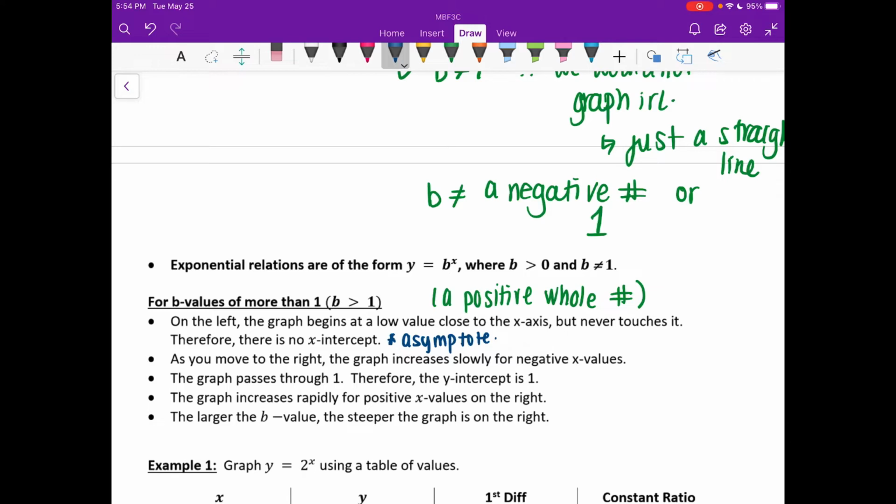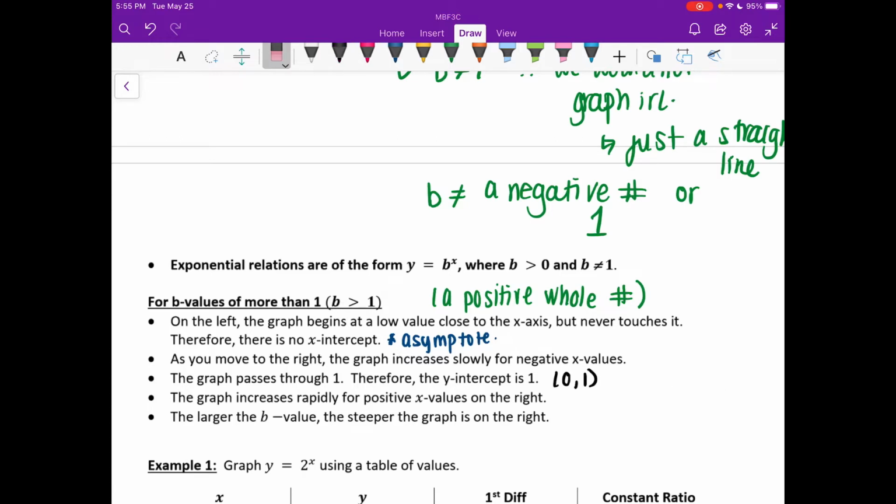And if you move from the right to the left, you'll notice that the graph increases slowly for negative x values. It'll go all the way up as you go more to the left. The graph passes through 0, 1, which makes sense because anything to the power of 0 is 1.